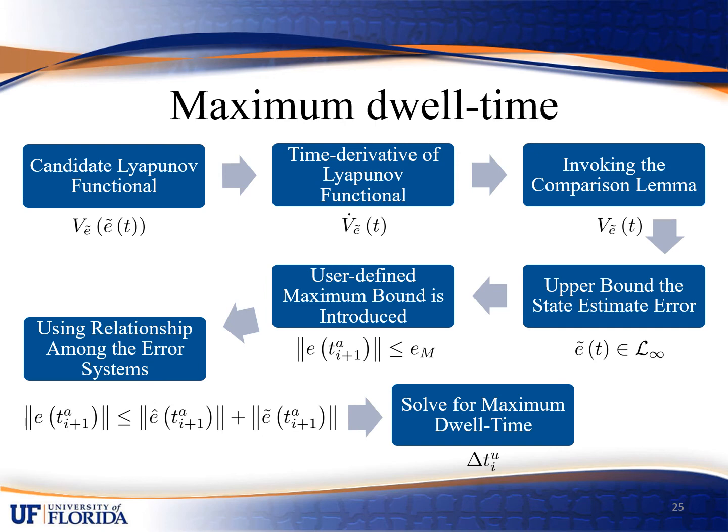Here's the flow of proving Theorem 3. It's important to note that when feedback is unavailable, the state estimation error E tilde is exponentially growing. In order to bound E tilde, EM is introduced. By using the user-defined value EM, the maximum dwell time can be calculated using the relationship of E, E hat, and E tilde. Before reaching the maximum dwell time, the agent has to go to one of the feedback regions to update the estimated states.